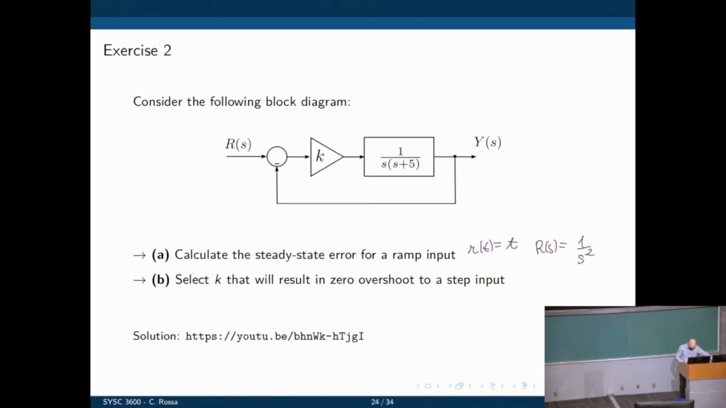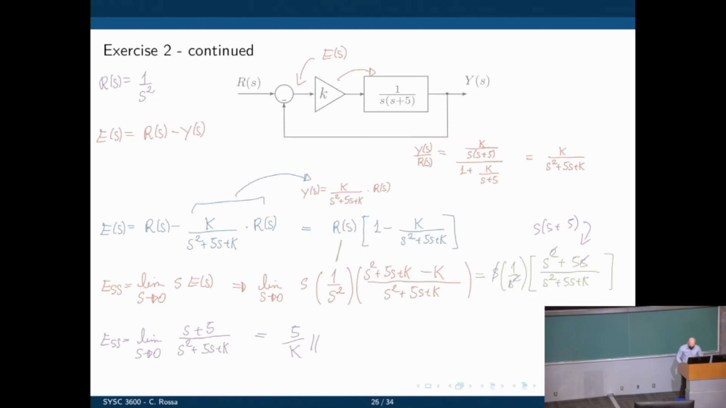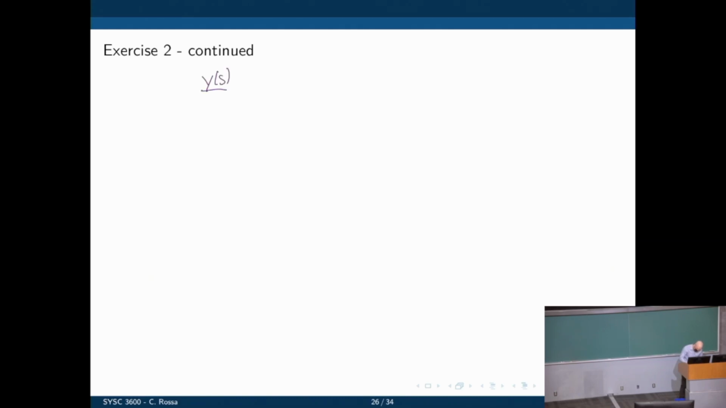The next part of the question was, select k that will result in 0 overshoot to a step input. Let me write the transfer function here one more time. K over s squared plus 5s plus k. And R(s) is now a step input, 1 over s. The question is, what is the value of k such that the percent overshoot is 0? So what do we do here? Any ideas?